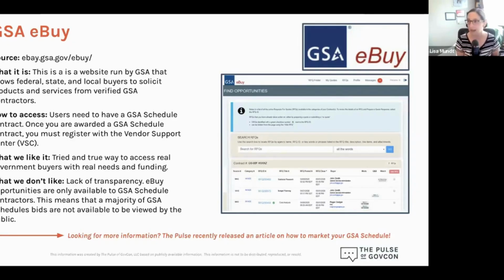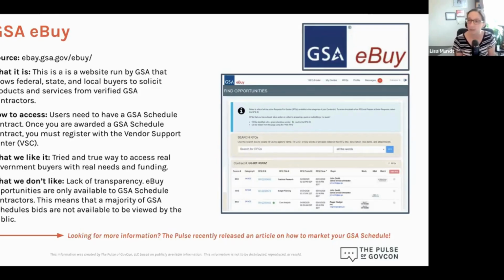So when you're on eBuy, you do not see everything coming out on eBuy. That's one of the biggest issues. What we don't like is there's a big lack of transparency. And so that means a lot of scheduled bids are not available to be viewed by the public or even those on the schedules. But it is a great way to access real government buyers with needs and funding.